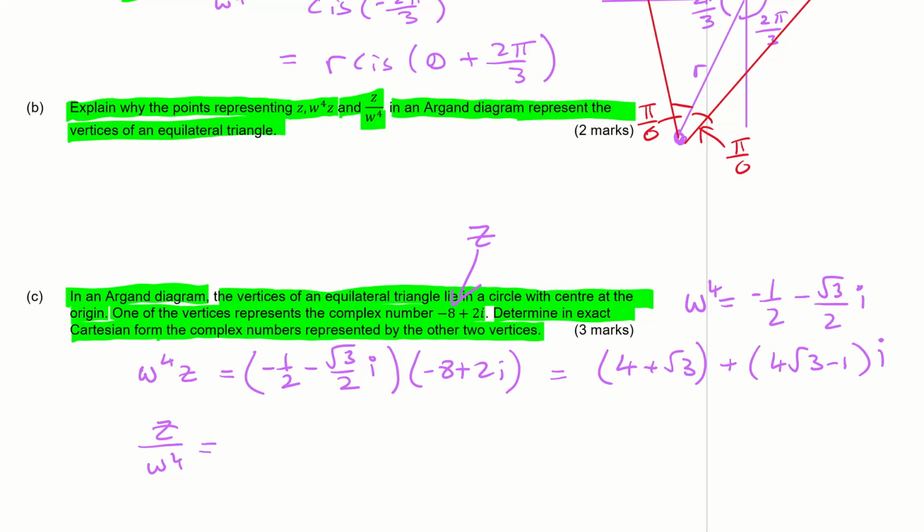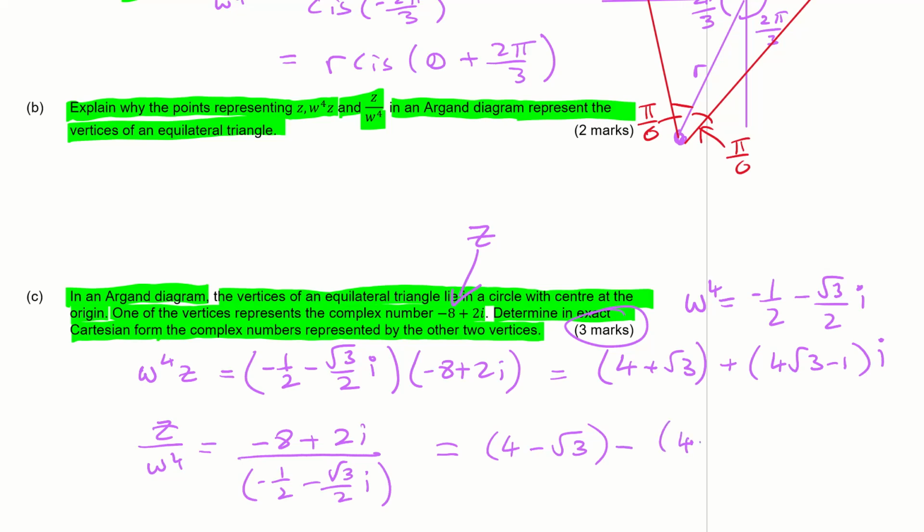and then you want to do the z divided by w to the 4, which is negative 8 plus 2i, and you can divide that by the negative half take root 3 on 2 i. And again, I'm going to skip all the algebra. There's quite a bit of fiddling around to get this, especially for 3 marks. And you get (4 minus root 3) take away (4 root 3 plus 1)i.